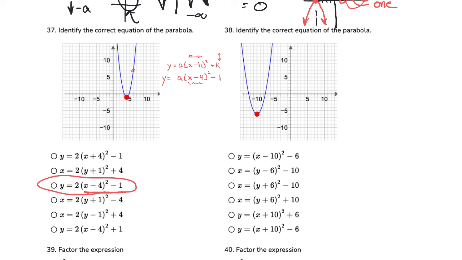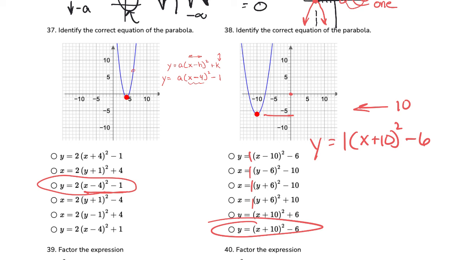See, this next one shifted left, it looks like, from the origin, shifted left by 10. So that's going to be X plus 10 squared. That will shift it left. And then it shifted down by 6, it looks like. So minus 6. Looks like the A value is just a 1 based on all these. So I'm looking for X plus 10 squared minus 6. It looks like that guy right there.